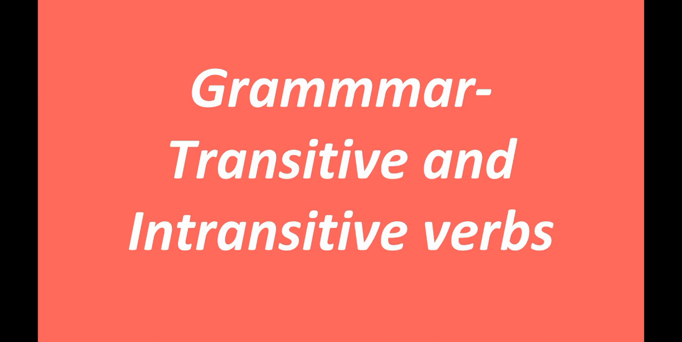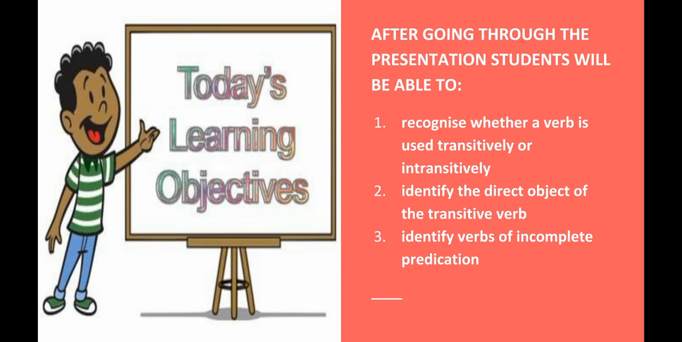Today we are going to learn about the grammar chapter transitive and intransitive verbs. So before we go to this chapter, let me tell you briefly about the objectives of this chapter. After going through the presentation, you will be able to recognize whether a verb is used transitively or intransitively. Also, you will be able to identify the direct object of the transitive verb. And also, you will be able to identify verbs of incomplete predication.